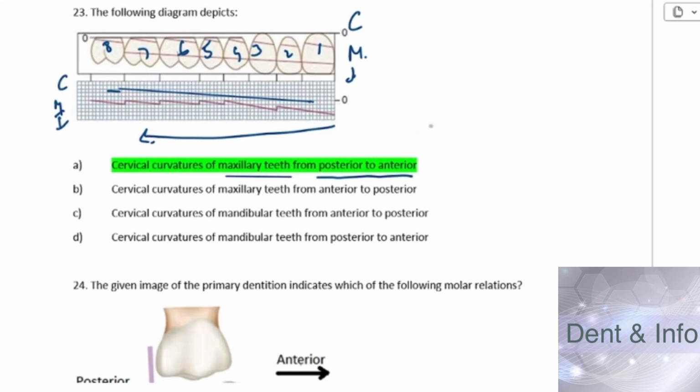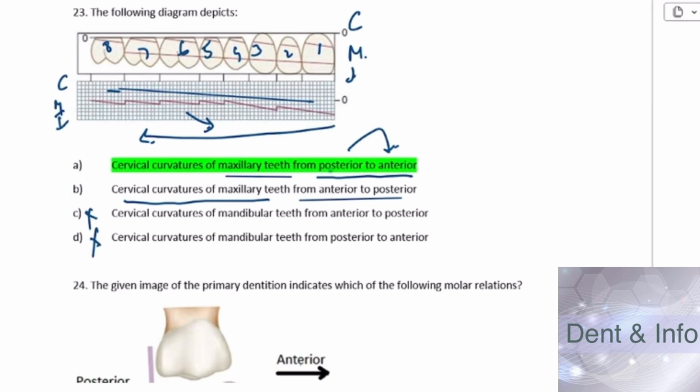इसको घुमाकर पूछा गया है. So first of all, which teeth are being shown? Maxillary teeth are shown. So C and D are ruled out. So is the cervical curvature of maxillary teeth from anterior to posterior, or is it from posterior to anterior? Since we are reading the graph which is going in this direction, it is from posterior to anterior. Meaning option B is also the same. But as per the graph, what is the diagram representing?